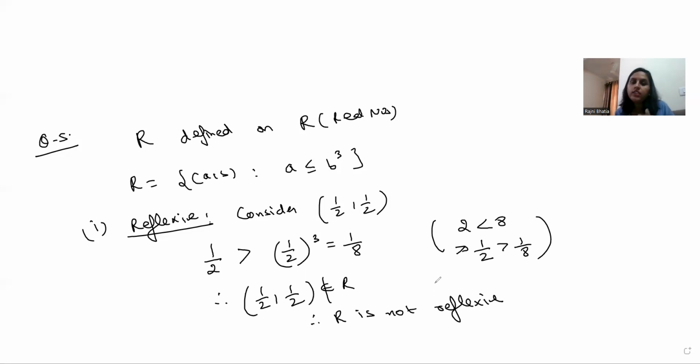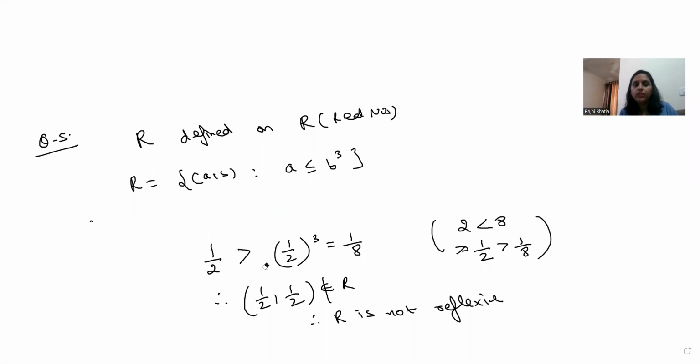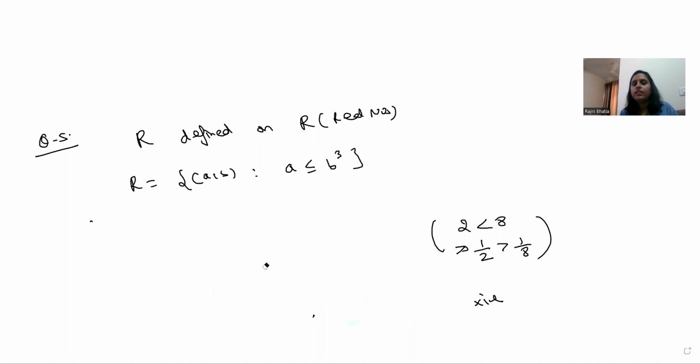Now we need to look at the symmetric part. For symmetric, we have to take an example in which A comma B belongs to R, but B comma A does not belong to R. So we'll think of an example. We'll take the same example which we took in the last question. We'll take the example 1 comma 2.